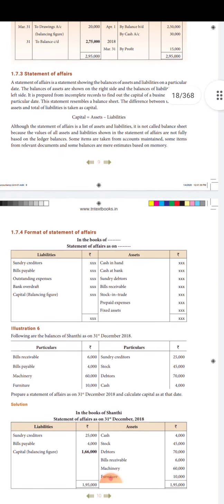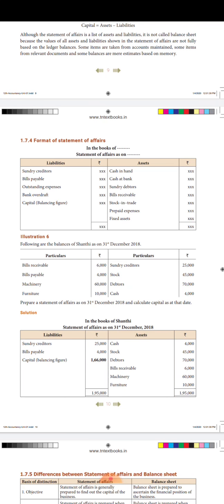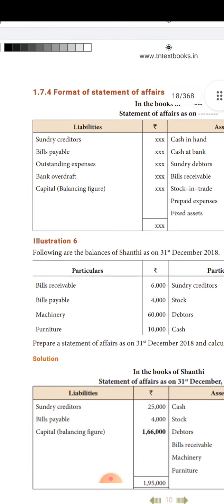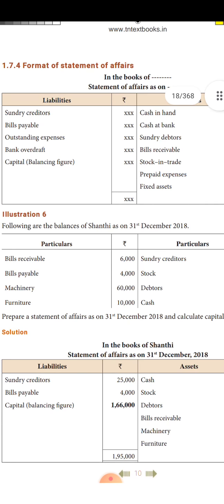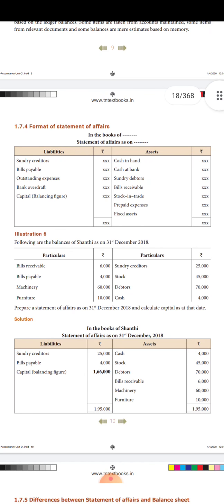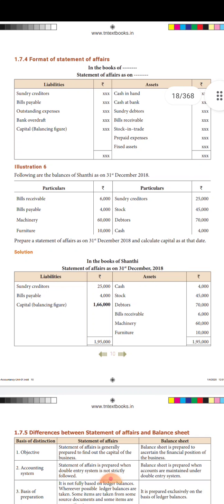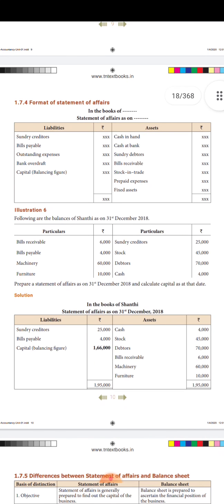Statement of affairs. See this format on page number 10, in the books of dash, statement of affairs, liabilities, assets. So you have to find this capital on the left side, the liability side. That capital will be the balancing figure. And then illustration 6, if you see, by using this format only, you will be able to solve this sum. I'm not saying memorize, you just understand this statement of affairs.